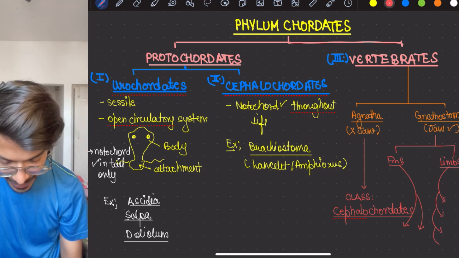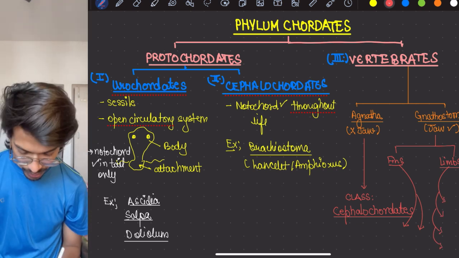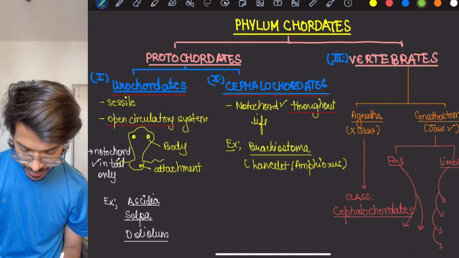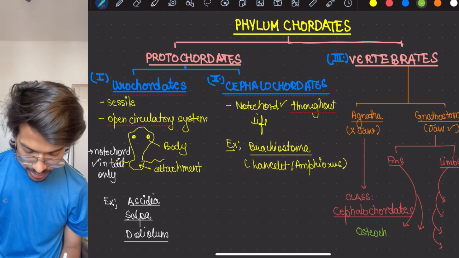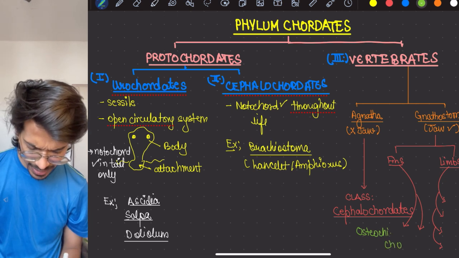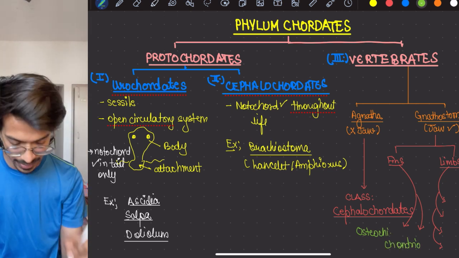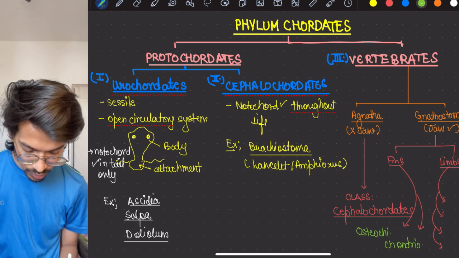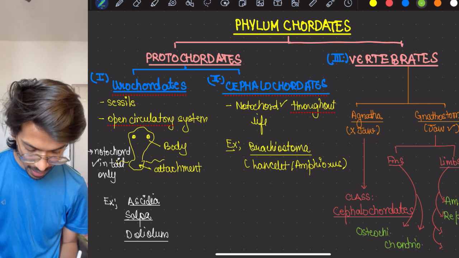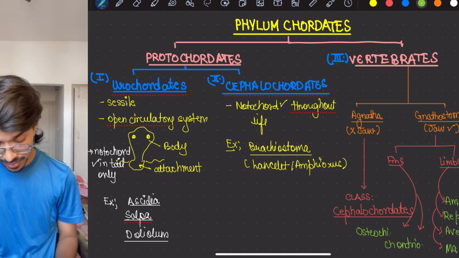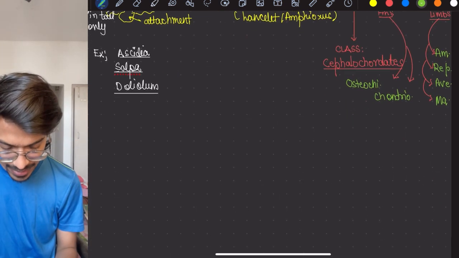So let's write them. The two classes in the fins are osteichthyes and chondrichthyes. First chondrichthyes come, then osteichthyes, but I have just written it this way. And in terms of limbs, there will be amphibians, reptiles, aves, and mammals. Let's see about these. We have to study the examples and basic things about them.